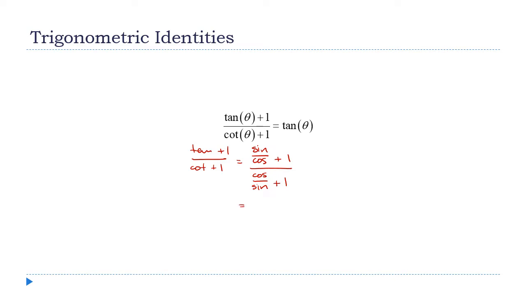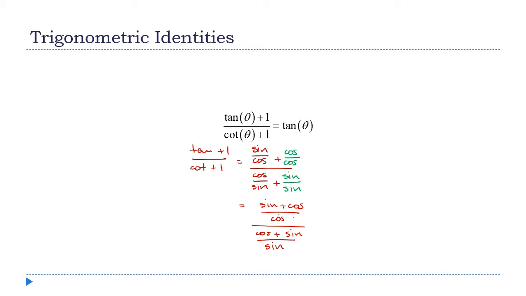All right, so let's add these together now. I'm going to turn this 1 into cosine over cosine, so now I've got a common denominator. I'm going to do the same thing on the bottom and make this sine over sine. Now I can add those together. The numerator is sine plus cosine over sine, and the denominator is cosine plus sine over, the numerator up here, sine plus cosine over cosine. The denominator is cosine plus sine over sine.